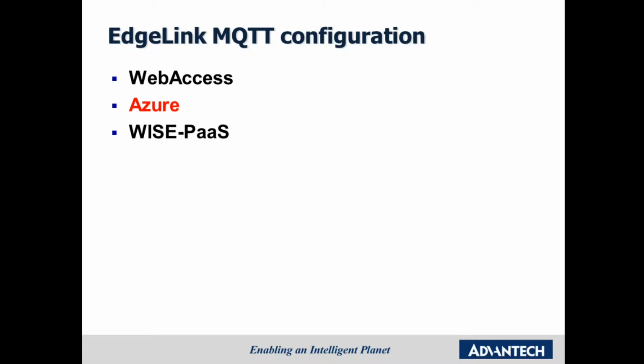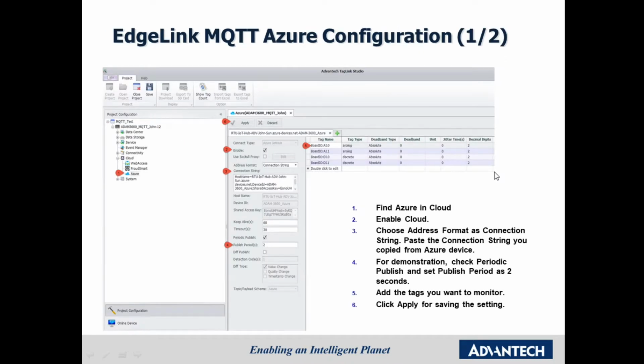We briefly introduce uploading to Azure as below. The setup of Azure MQTT is almost the same as previously introduced in WebAccess. So double click for the Azure and then enable the cloud. And choose the address format as connection string. Paste the connection string you copied from Azure device. For demonstration, check periodic 2 seconds and add the tag you want to monitor. Click apply for saving the setting.